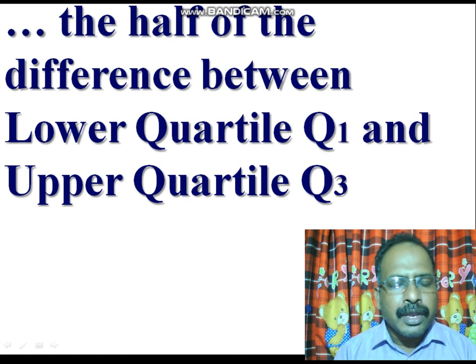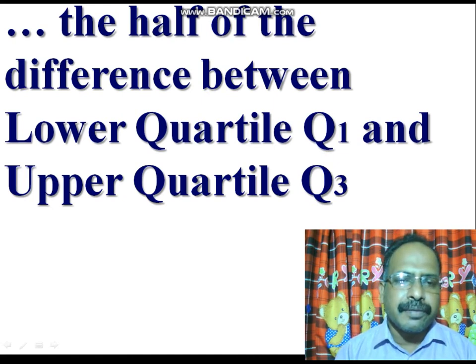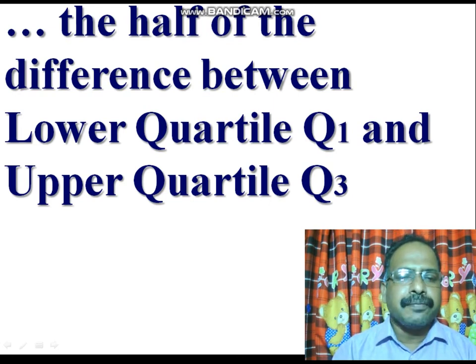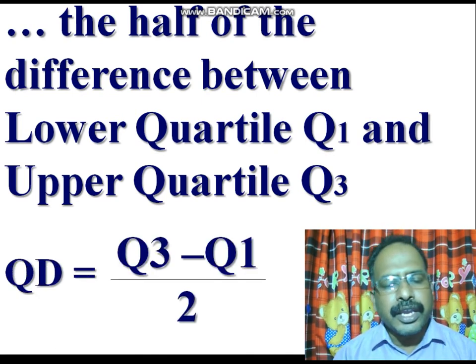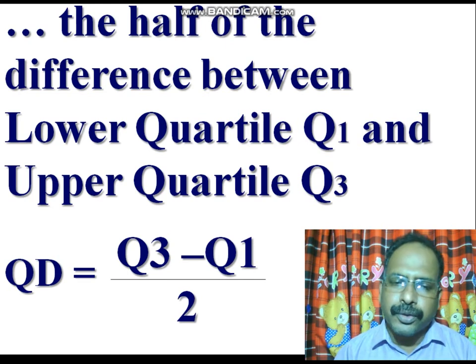Half of the difference between the upper quartile and lower quartile is the quartile deviation. Quartile deviation is equal to Q3 minus Q1 divided by 2.